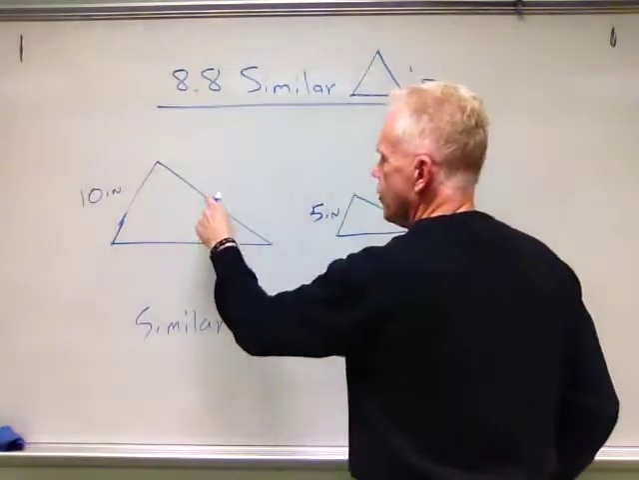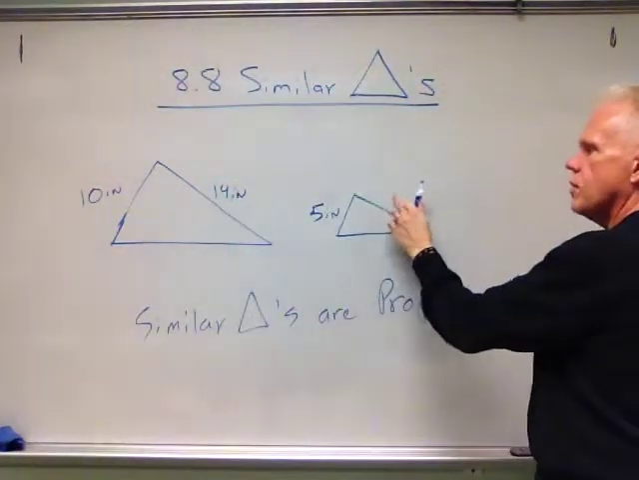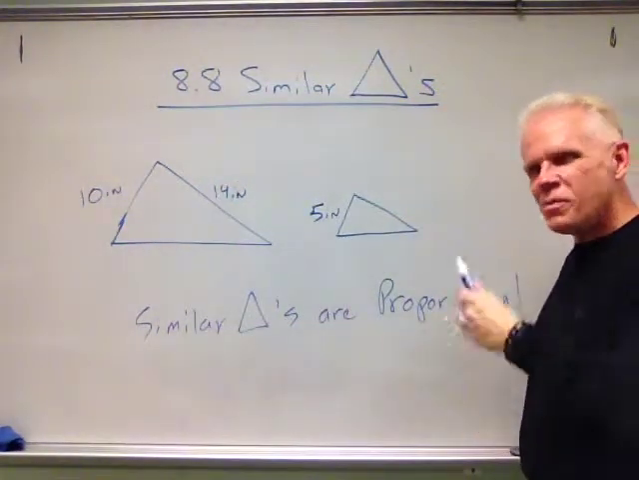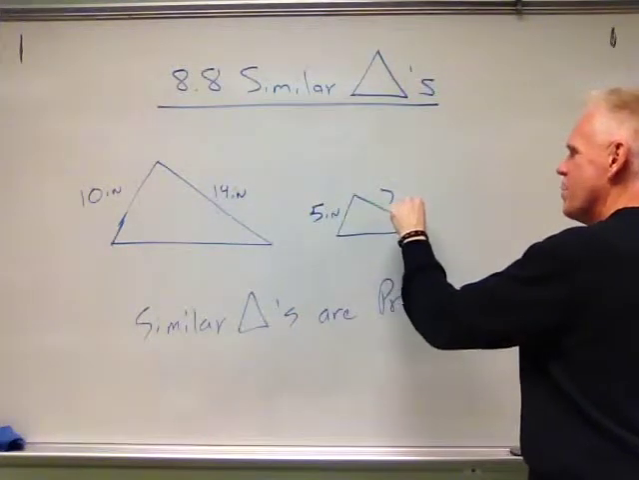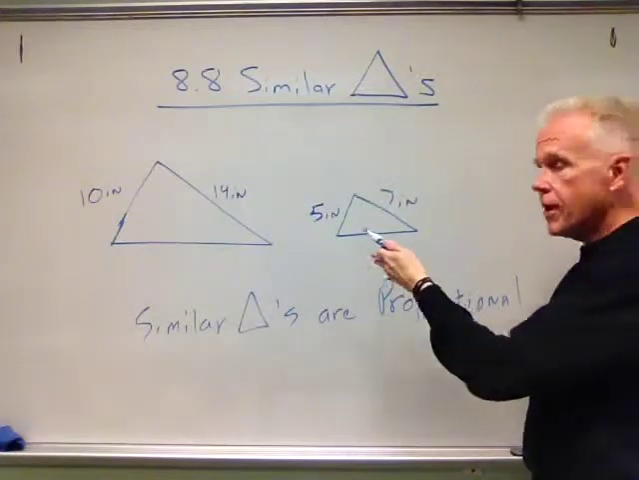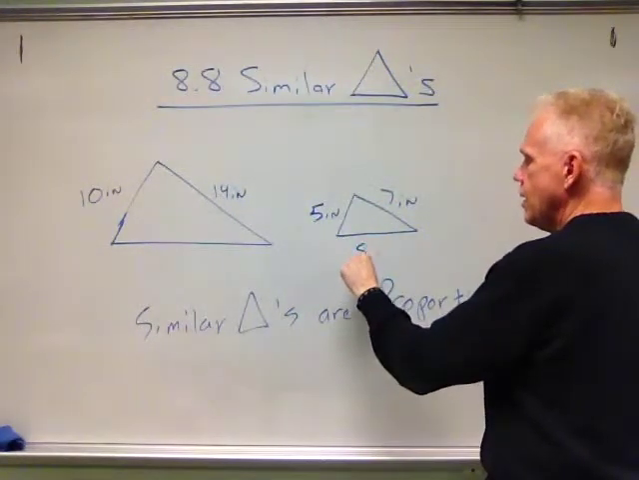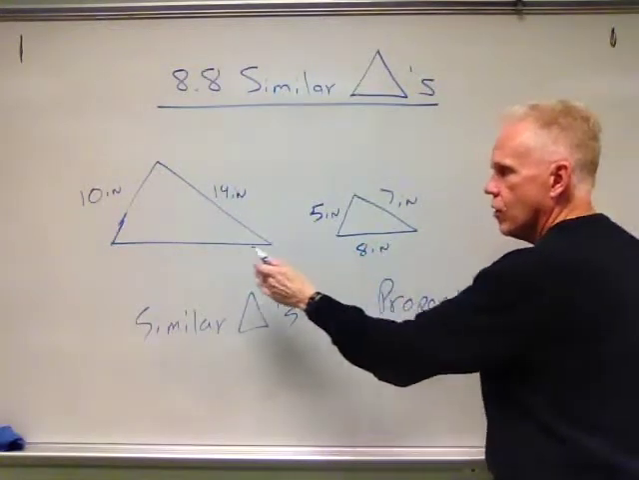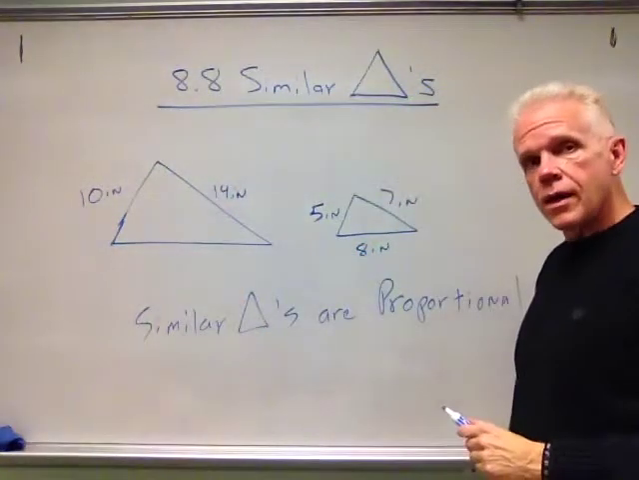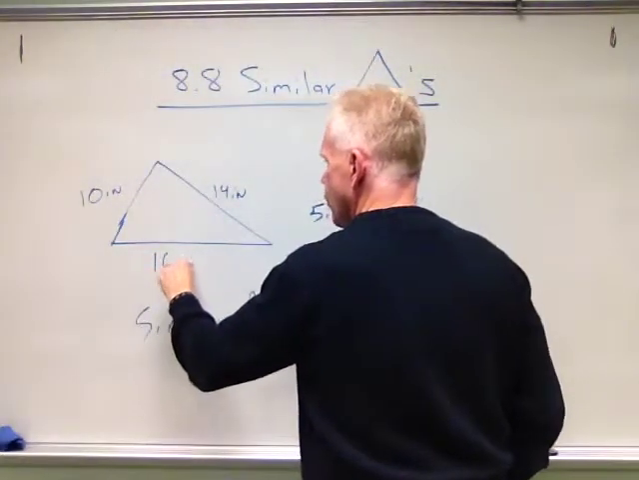So if I came here and I said that this was 14 inches, what would you guess this to be? I hope you said 7. That would be 7 inches because that's twice as big. But now if I came here and I said that this bottom piece was 8 inches, and since the larger triangle is twice as big, it must be 16 inches.